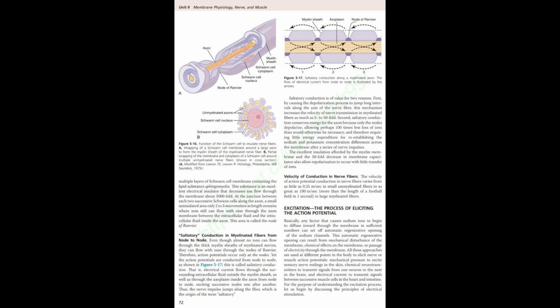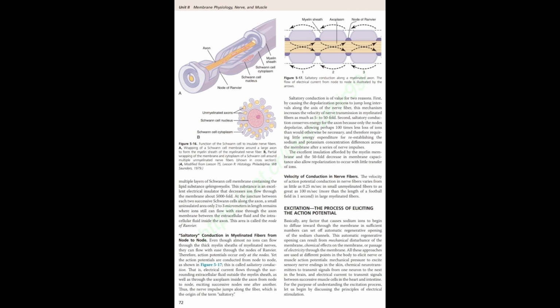Second, saltatory conduction conserves energy for the axon because only the nodes depolarize, allowing perhaps 100 times less loss of ions than would otherwise be necessary, and therefore requiring little energy expenditure for re-establishing the sodium and potassium concentration differences across the membrane after a series of nerve impulses. The excellent insulation afforded by the myelin membrane and a 50-fold decrease in membrane capacitance also allow repolarization to occur with little transfer of ions.